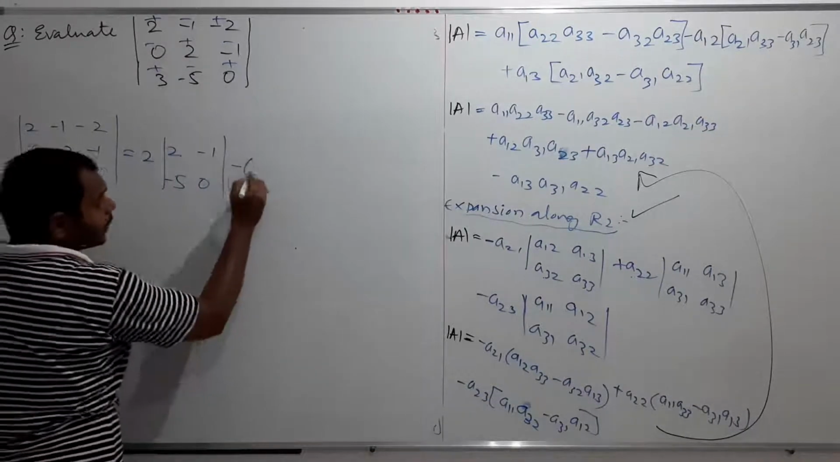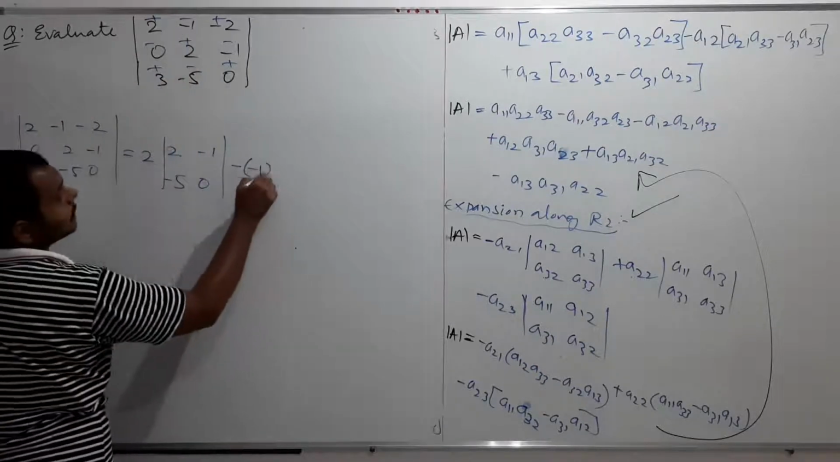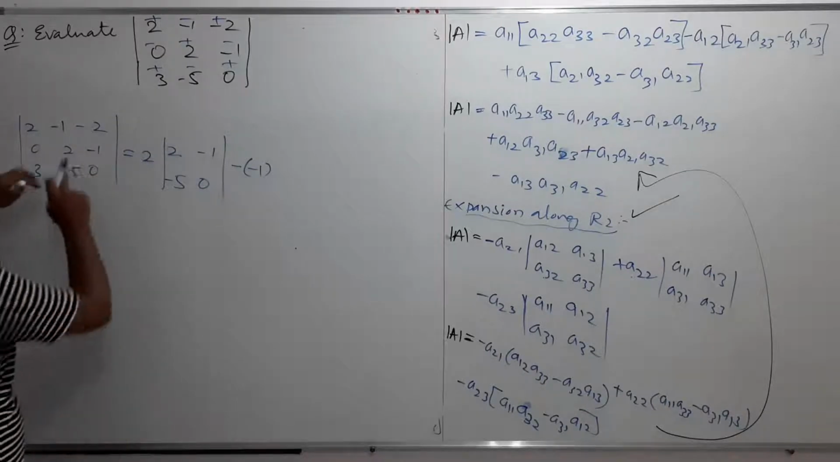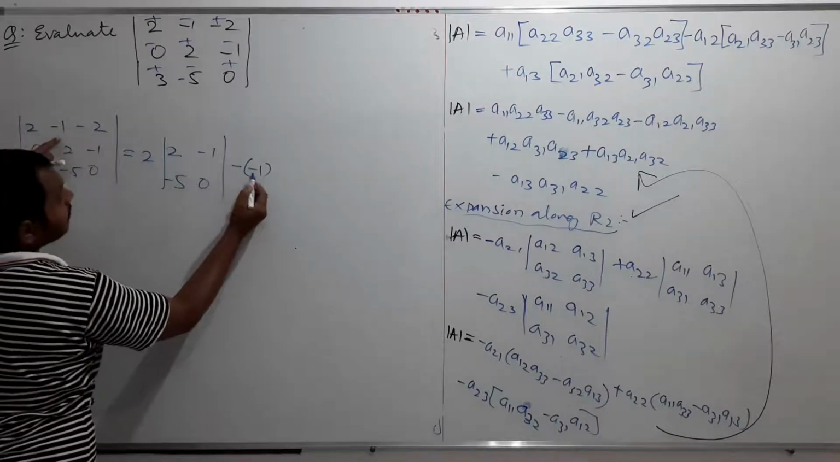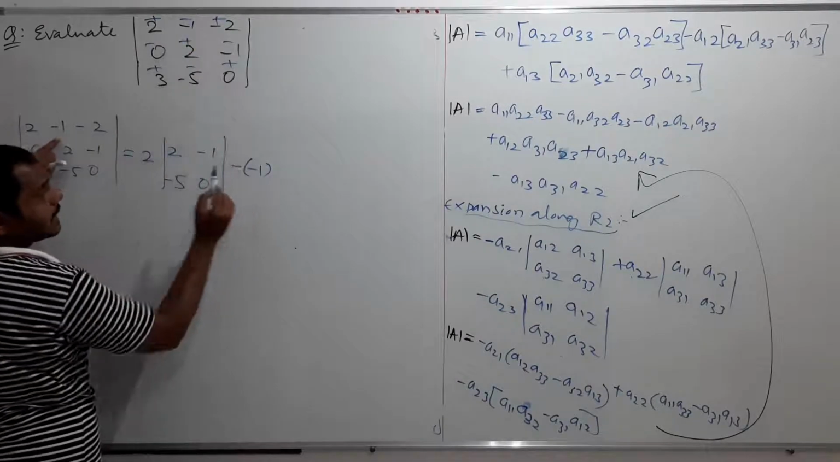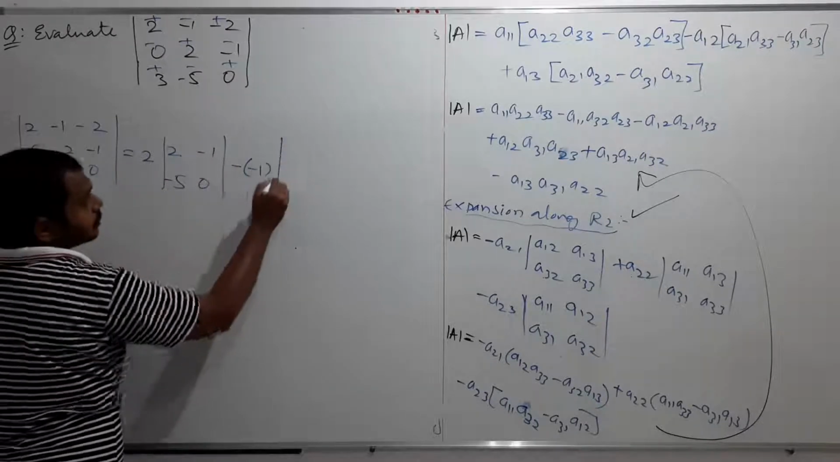And next, my dear students, next you should take minus sign. Minus into, what is the number is there? Here it is minus 1. I am expanding along the row 1. So therefore, the second element is minus 1. But before taking the second element, you should take the sign of this. That is minus. And next, my dear students, after taking this, you should take the determinant.